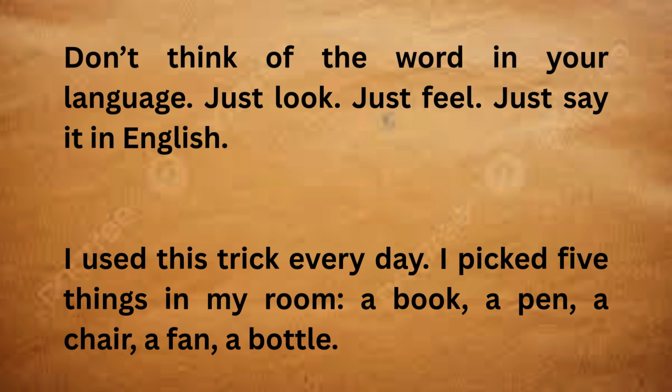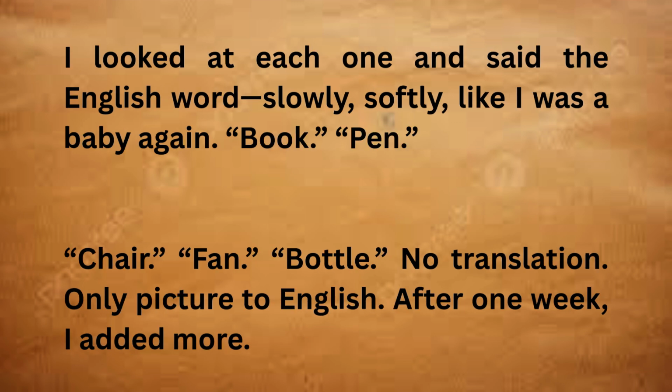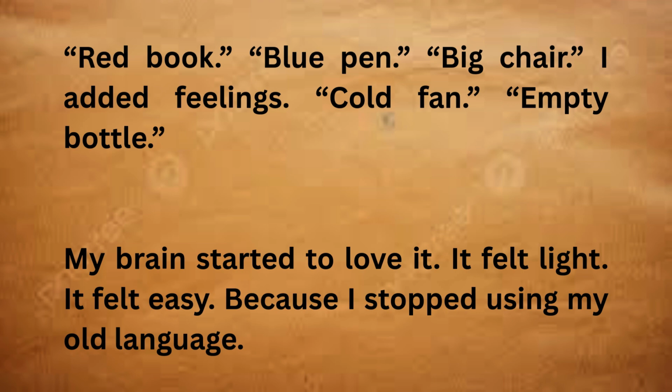I picked 5 things in my room: a book, a pen, a chair, a fan, a bottle. I looked at each one and said the English words slowly, softly, like I was a baby again. Book, pen, chair, fan, bottle. No translation, only picture to English. After 1 week, I added more. Red book, blue pen, big chair. I added feelings. Cold fan, empty bottle. My brain started to love it.